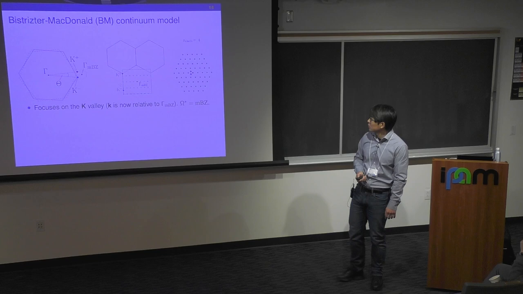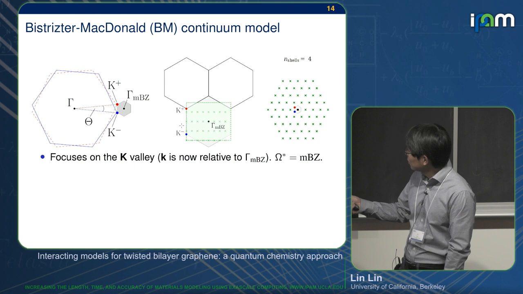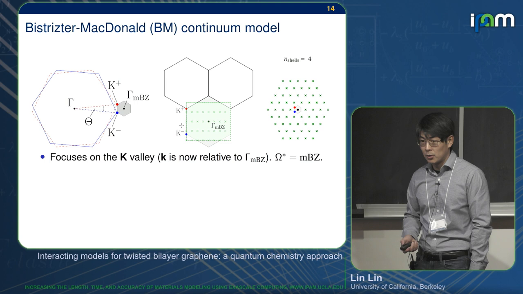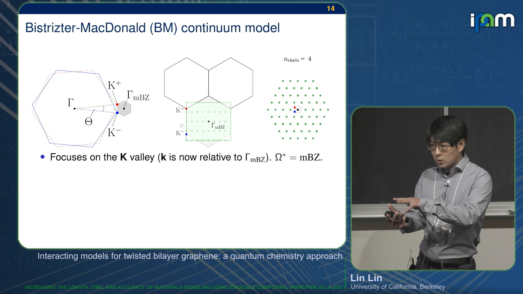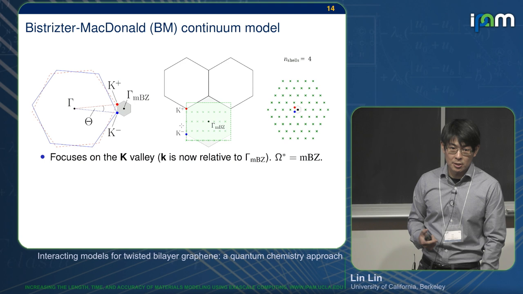Then to construct this BM model, you blow up this thing around the mini Brillouin zone into something that is much larger. Then you do the regular Monkhorst-Pack type of discretization, which samples the moiré Brillouin zone. That gives you the K points, but also there are some so-called G points. The G points, which are the reciprocal lattice vectors, give you this kind of shell. But shells are really nothing but the plane wave expansion like you do in a DFT calculation.